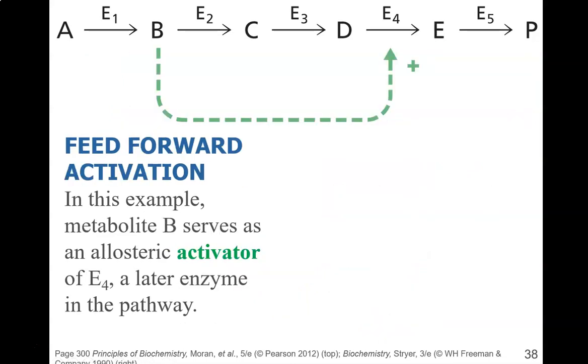What about the opposite? What if we really desperately need product P and this pathway needs to crank out product P? And this last step is E4. We want to make sure that if we have this high flux of A, B, C, and D going through the pathway, it doesn't get to a bottleneck at E4, which is a later step in the pathway. So metabolite B can serve as an allosteric activator for E4.